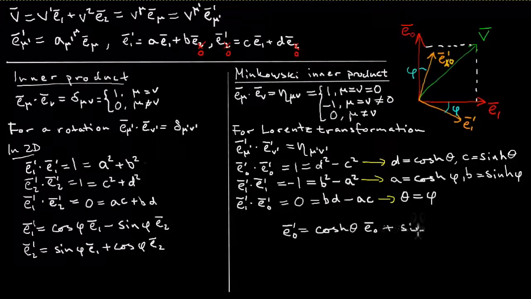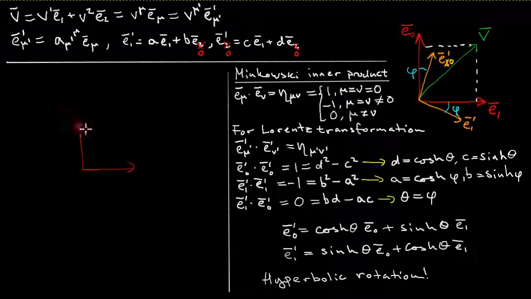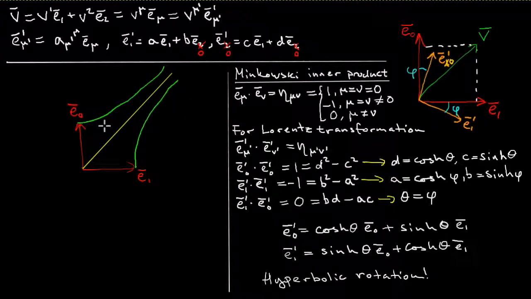The final relation between the primed and unprimed bases is now a hyperbolic rotation rather than the rotation we found in the Euclidean case. A hyperbolic rotation does not rotate the basis along a circle. Instead, the new basis vectors will be ending on the hyperbolae d squared minus c squared is equal to 1 and b squared minus a squared is equal to minus 1. The hyperbolic angle theta may be interpreted as the hyperbolic distance along the hyperbola, but we will talk more about this in a later lecture.